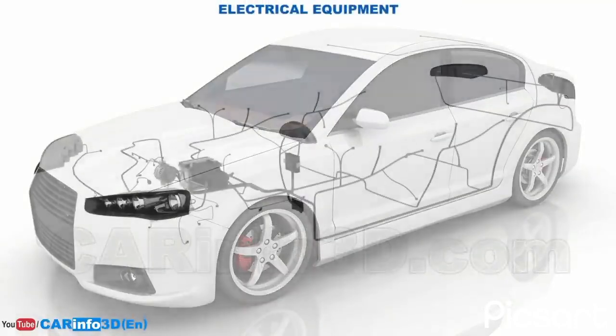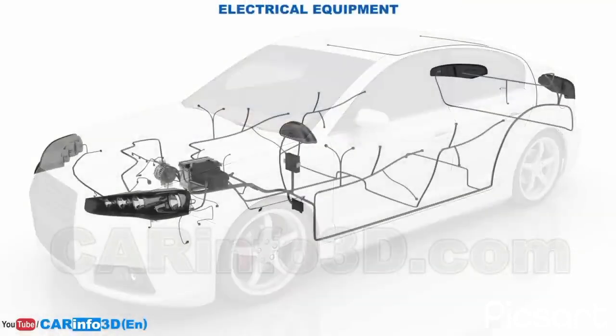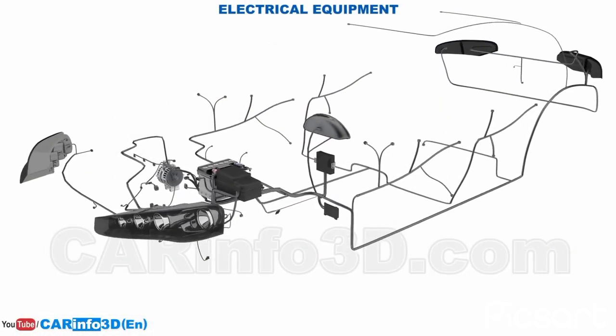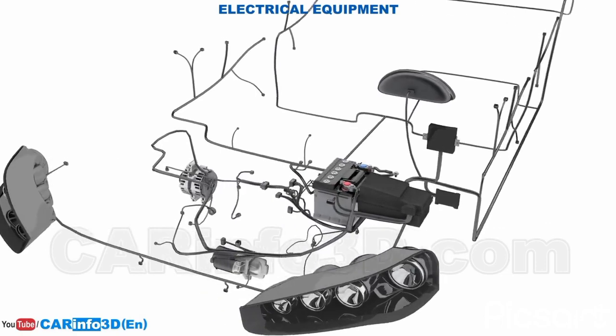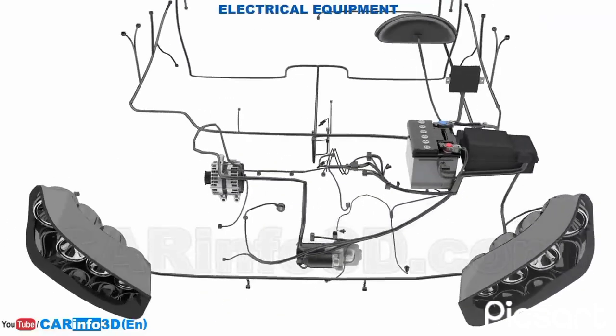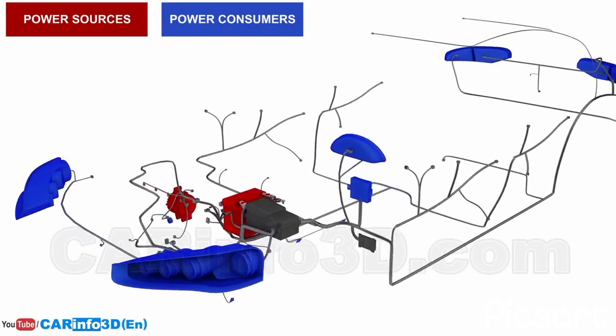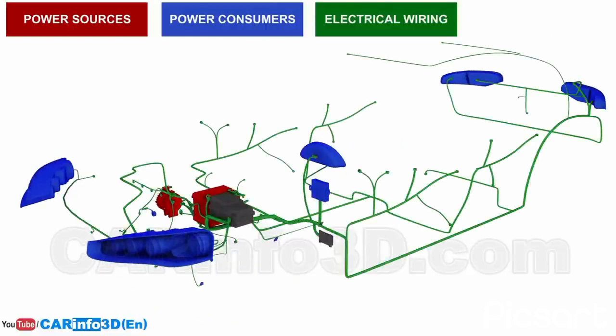Passing on to electrical equipment. Modern vehicles are inconceivable without electrical equipment. It stores, generates, transmits, and consumes electricity. Electrical equipment within a vehicle can be classified into a few categories: power sources, power consumers, electrical wiring, auxiliary elements.